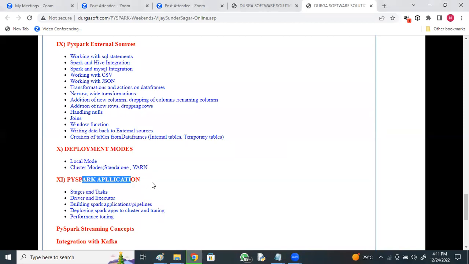PySpark application, stages and tasks, drivers and executors, building Spark application pipelines, deploying Spark apps.